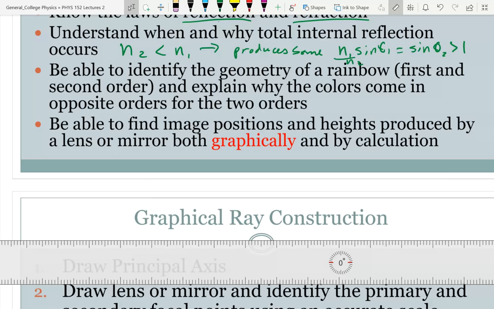And then be able to find image positions and heights produced by a lens or a mirror, both graphically and by calculation. And you're going to have a graphical problem. You know that. You can take it to the bank. There were six options on that worksheet. One of those six options is going to be what you have. Either you're going to have a converging lens or converging mirror with an object closer than the focal length or farther than the focal length, or a diverging lens or mirror. Those are the six options.